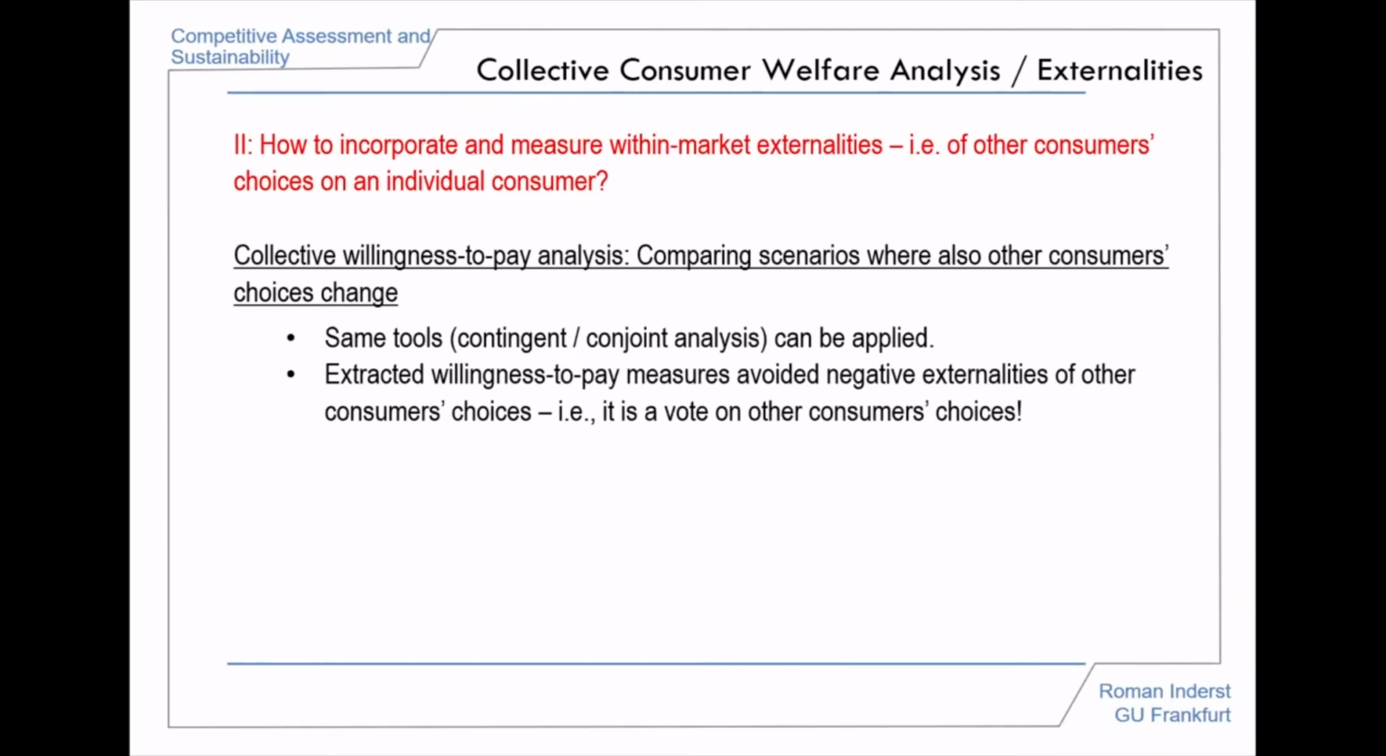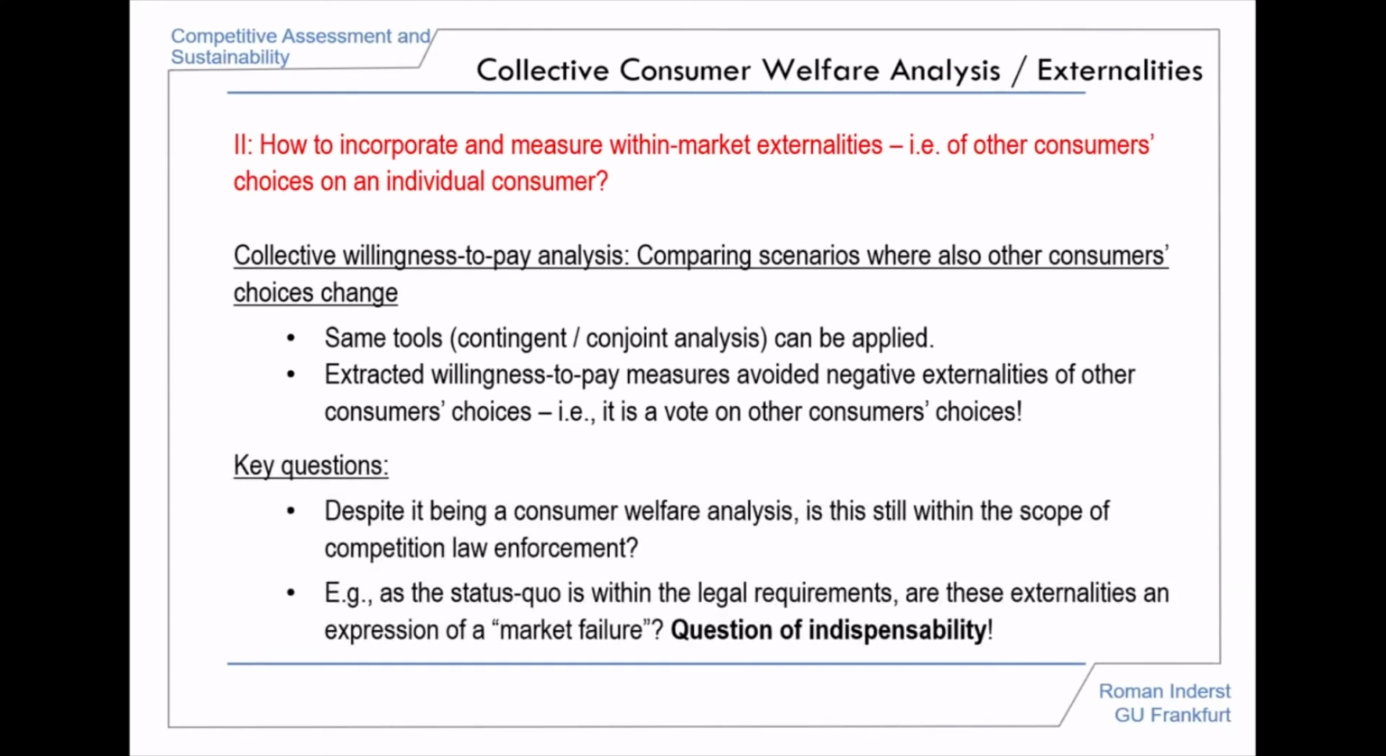Now we could ask consumers about their preferences if not only they themselves, but all other consumers change their behavior. This is typically what's done, not in the marketing application of, let's say, a conjoint analysis, but in a proper cost-benefit analysis in environmental economics. So we can apply the same tools, and then we extract the willingness to pay to also avoid the negative externalities of others. But this means we now let them vote on other consumers' choices. And this is important to note.